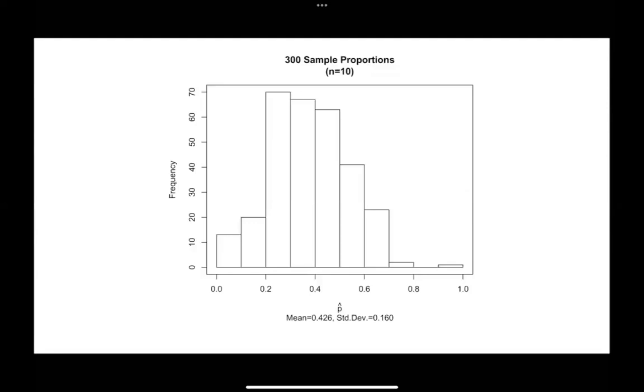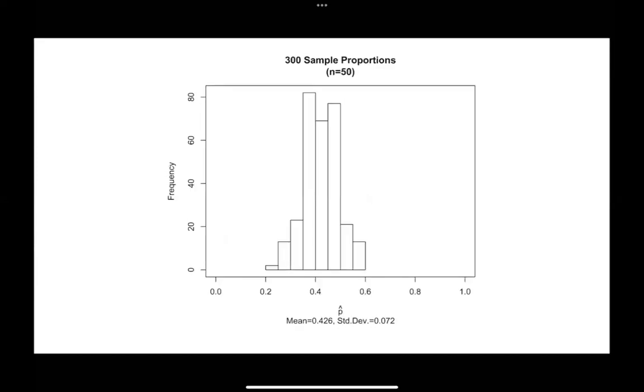When I took sample sizes of 10, I took 300 different samples of size 10. You can see that we're kind of skewed right, but it's almost normal. And we have a mean of 0.426, which is somewhat close to our population. We have a standard deviation of about 16%. We're going to move on.